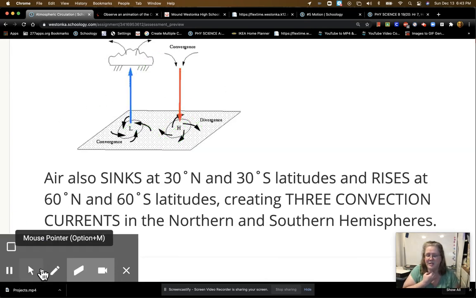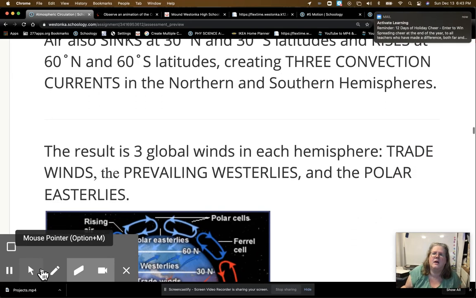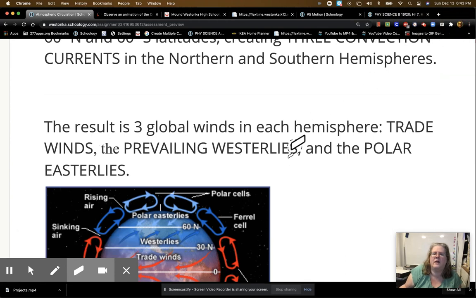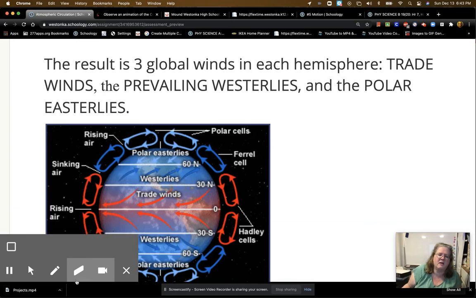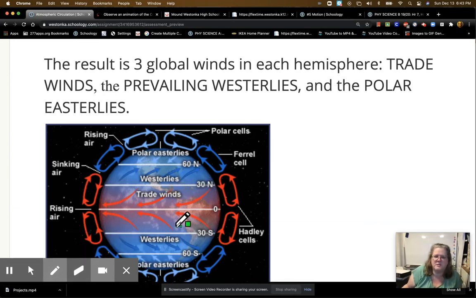So as air pressure equalizes, everything flows from high pressure to low pressure. So the result is three global wind patterns in each hemisphere, north and south. We've got the trade winds; those are from the sinking air, and we've got our northeast trade winds and our southeast trade winds going the opposite direction as it flows down.